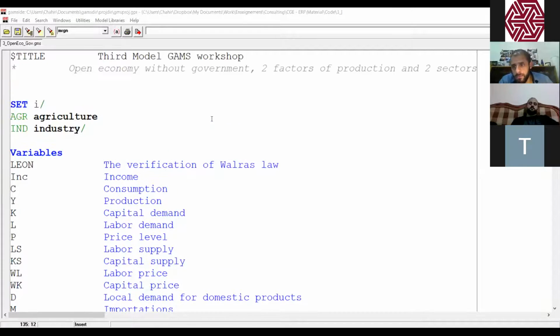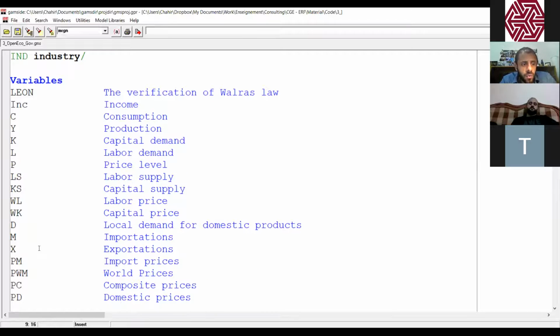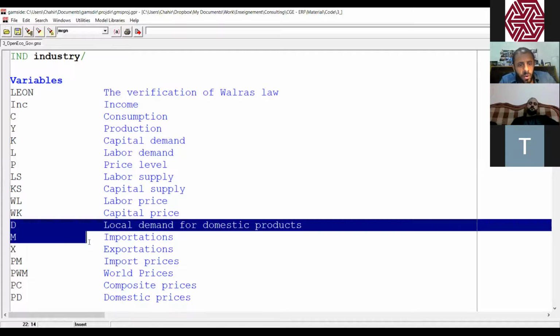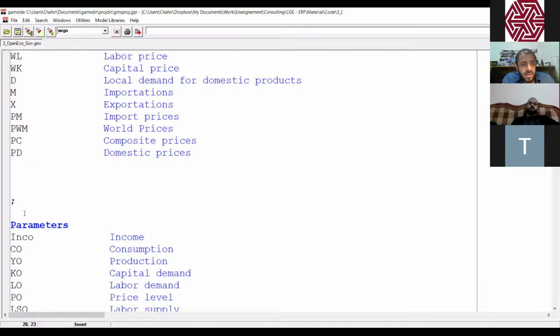So now we build on the same model, which means that we will save as the simple model and add our new variables of interest. So we have again the same set. This hasn't changed. We have the Léon and all the variables, but now we will add a set of new variables, which is D, the local demand for domestic products, imports, exports, import prices, world prices. The variable PC, if you remember, we said that we have a price for the whole consumption basket, and we call it composite prices. Then we have the domestic prices.